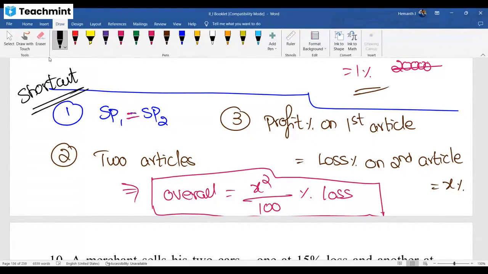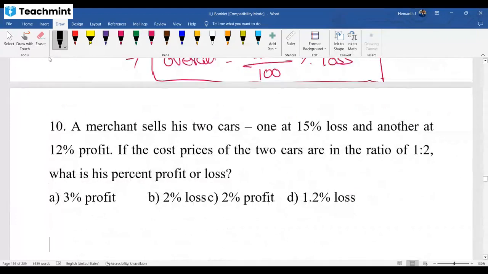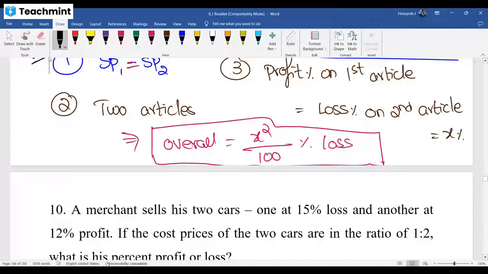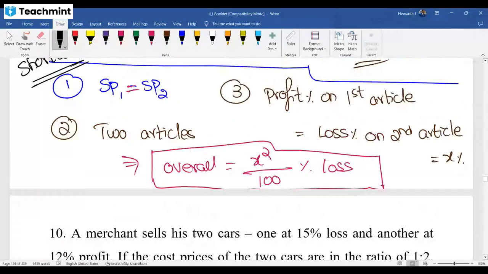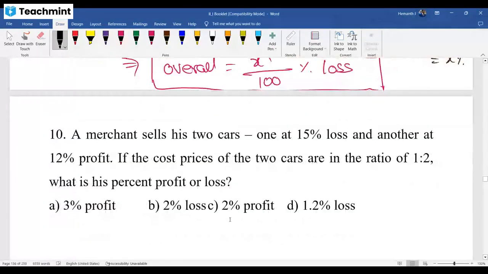See the next one. A merchant is selling his 2 cars, one at 15% loss and another one at 12% profit. The cost prices are in the ratio of 1:2. So in this question, it's not like the same cost price. So CP1, CP2 are different. If it is the same, then it's easy for you to decide the answer.